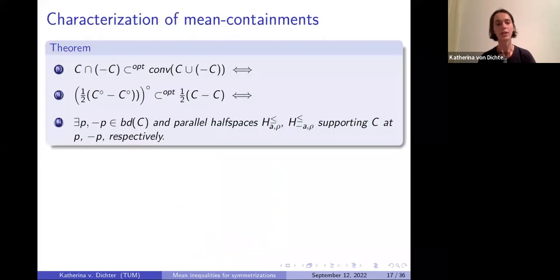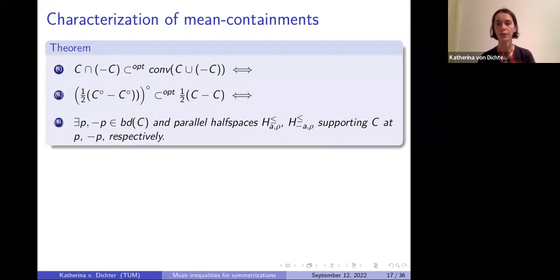So we have considered how we can relate all these means in the backward direction. What about the forward direction? In order to understand what happens in the forward direction, we need a characterization, and this is this theorem. It says that the minimum is optimally contained in the maximum if and only if the harmonic mean is optimally contained in the arithmetic mean. And this happens if and only if we have the following situation.